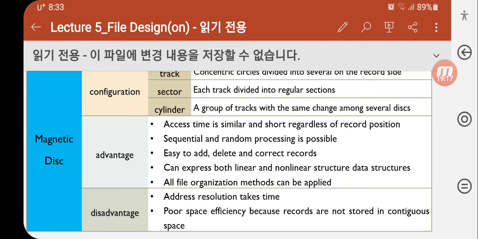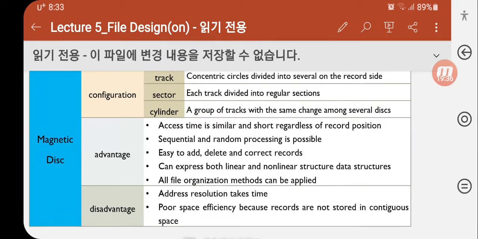Also, this has some disadvantages. Address resolution takes time. Poor space efficiency because records are not stored in contiguous space.